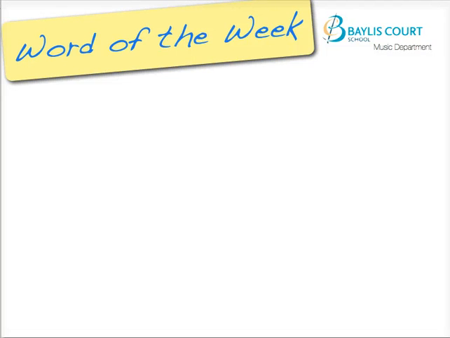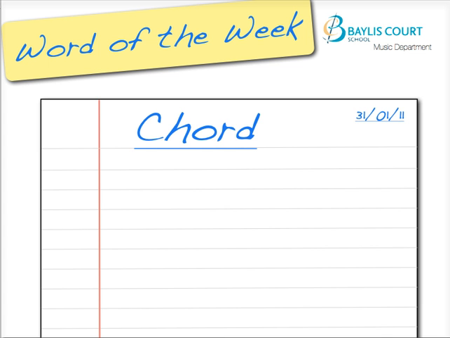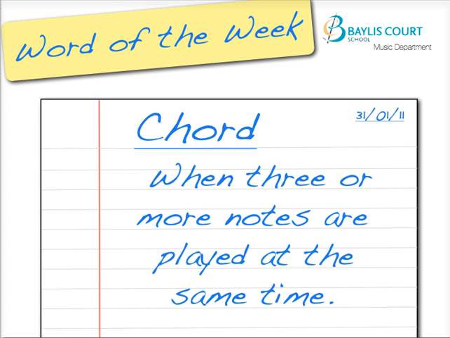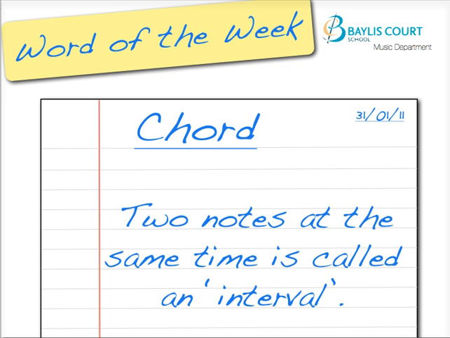This week's word pulls together two previous words of the week, tonality and arpeggio, because this week's word is chord. The definition we're using for a chord is when three or more notes are played at the same time. We're going to say that two notes played at the same time is called an interval, with one exception, which is a fifth chord or power chord, which we'll look at a bit later.